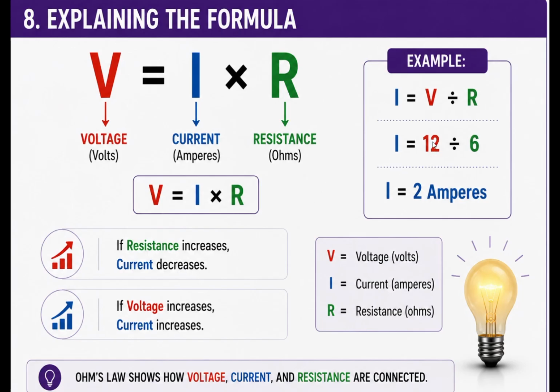Now in this first case, if resistance increases, current decreases. How are we going to look at that? If we have the same voltage but a higher resistance, let's say 9 ohms instead of 6 ohms, definitely the current is going to reduce. And if voltage increases, if we have a voltage of, let's say, 20 volts, and we have the same resistance of 6 ohms, the current is also going to increase. So Ohm's law just shows how voltage, current, and resistance are all connected.